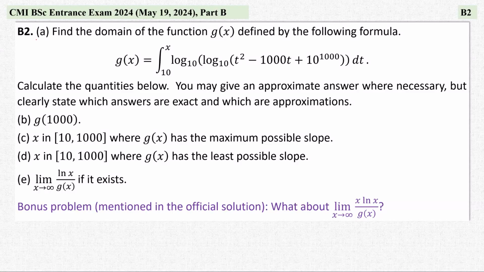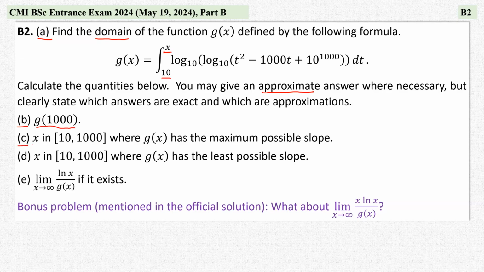Now the problem B2. Problem A, find the domain of the function g of x defined by the following formula. G of x equals the integral of log base 10 of log base 10 of t squared minus 1000t plus 10 to the power of 1000 dt from 10 to x. Calculate the quantities below. You may give an approximate answer where necessary, but clearly state which answers are exact and which are approximations. Problem B wants us to find the value of g of 1000.